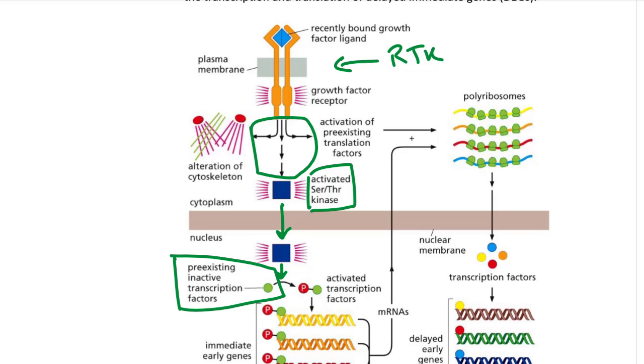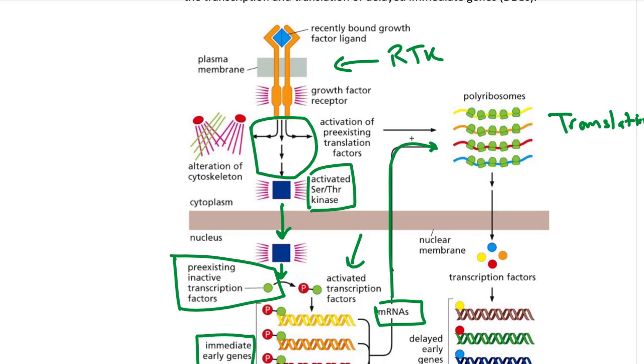So you have this activation. Here we have our activated transcription factors, or transcription regulatory proteins, and they go on to activate transcription of immediate early genes. And that leads to making the messenger RNA. The messenger RNA leaves the nucleus and you get translation.